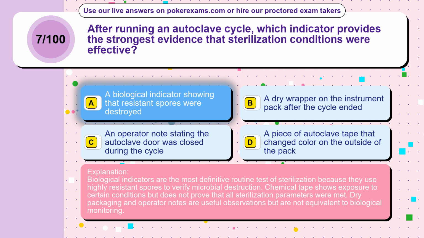Biological indicators are the most definitive routine test of sterilization because they use highly resistant spores to verify microbial destruction. Chemical tape shows exposure to certain conditions but does not prove that all sterilization parameters were met. Dry packaging and operator notes are useful observations but are not equivalent to biological monitoring.